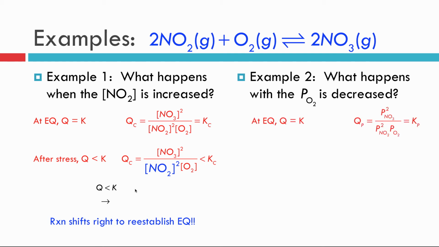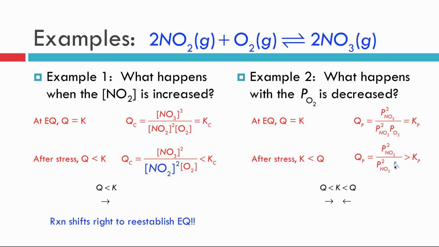Well, in this particular case, our Qp is equal to our Kp, and here's our equilibrium expression in terms of pressures. But what we're saying is, what would happen if the O2 pressure was decreased? So all of a sudden, this denominator is a little bit smaller. So if I take any number and I divide it by a smaller number, then my value is larger. So I end up with a larger Q than I had before. Then Q is increased, so that's now larger than K.